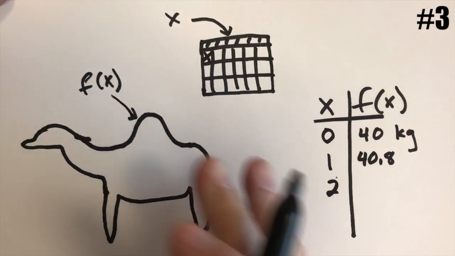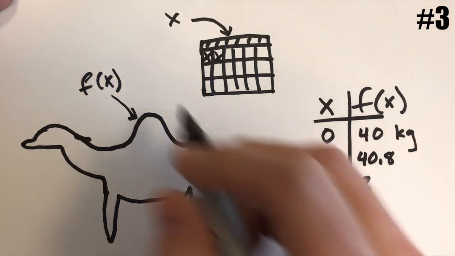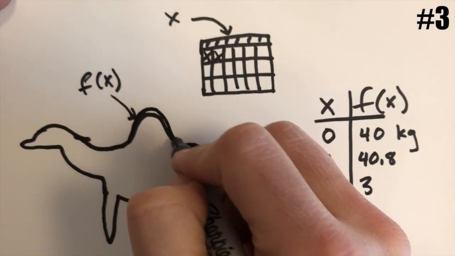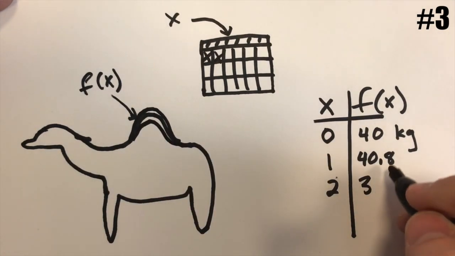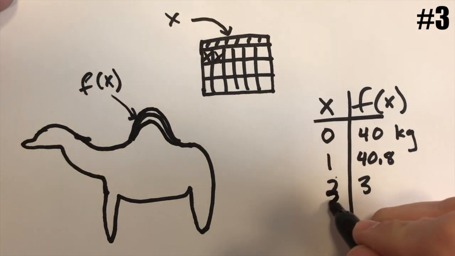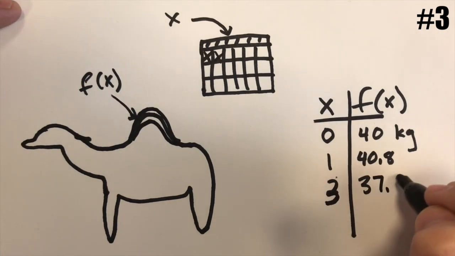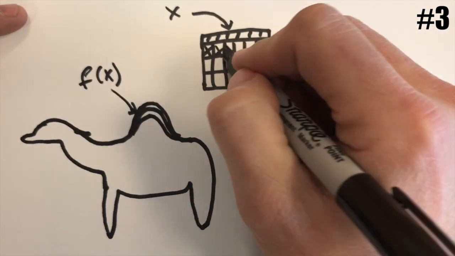Then he goes on a long journey. So after 2 days, he doesn't eat anymore. The first day it kind of got a little bigger, and now it's going to reduce, because he's not eating. So after 3 days, actually, not 2. After 3 days, he's at 37.6 kilograms. So that's after 3 days.